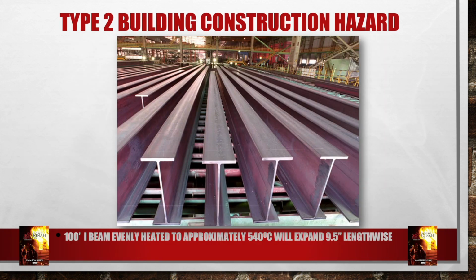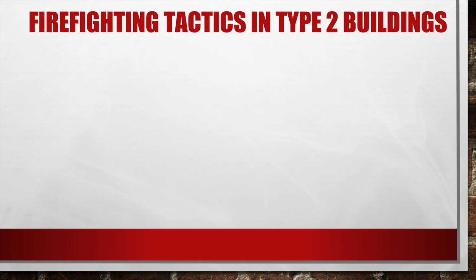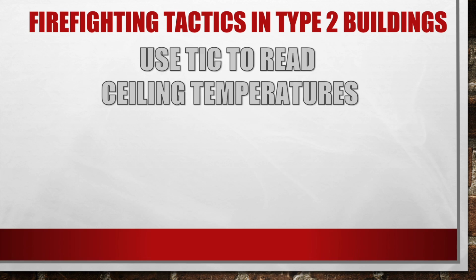Now, a 100-foot I-beam, evenly heated to approximately 540 degrees Celsius, can expand up to 9.5 inches lengthwise. This, unfortunately, could push down columns or walls of the building, which again would equal collapse. Now, when steel cools to its original temperature, it contracts back to its original length, but could stay in a distorted form. So what are some firefighter tactics that we can use in type 2 buildings?